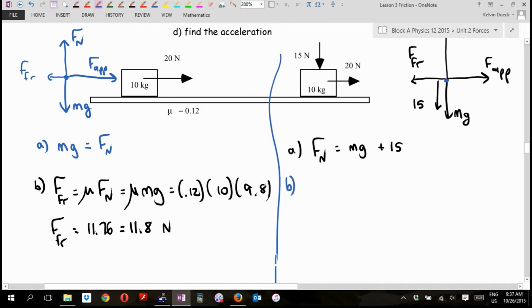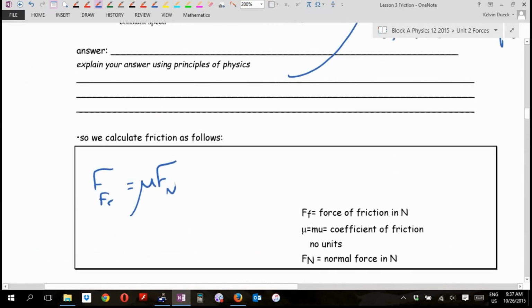B. They want me to find the force of friction. Friction is what times what, Lewis? It's on the box on the previous page. Friction is what times what, folks? Help them out. Look up, Lewis. Friction is what times what?